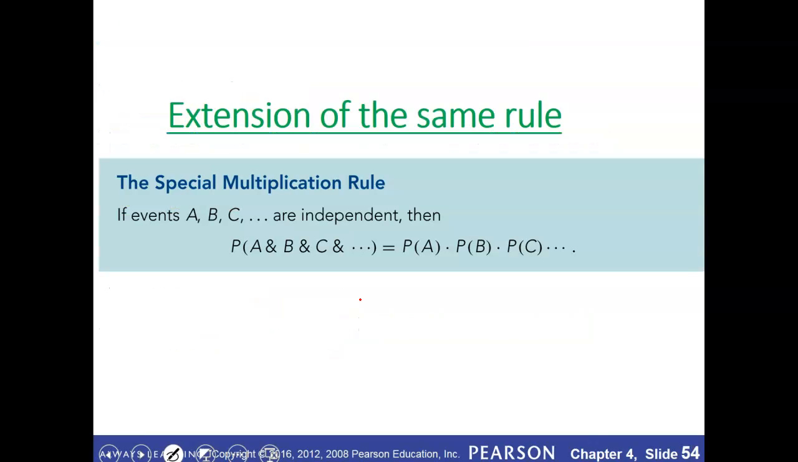That's what our homework assignment is about. There is an extension to the multiplication rule, and that is if I have more than 2 events, like the probability of A and B and C happening, well, I just multiply all those individual probabilities together.